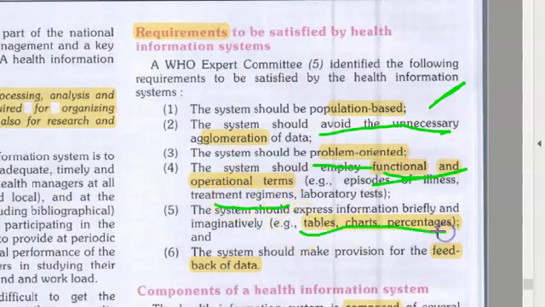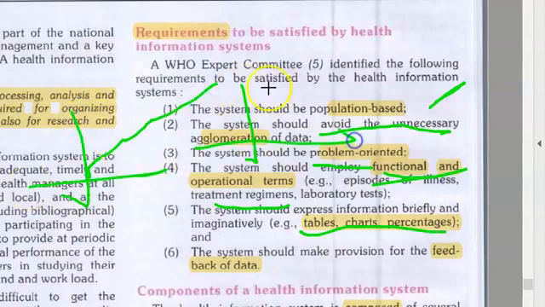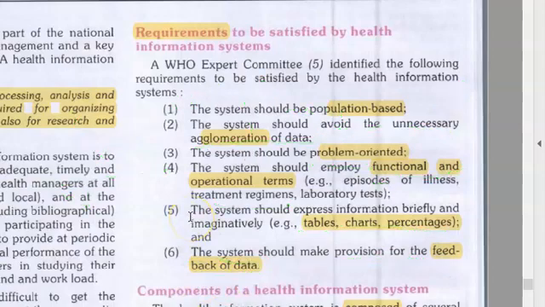You should be expressing them imaginatively. Right? Charts, tables, percentages, all those beautiful graphs and sketches that you can make, how it is going up and how it's going down, the diseases are going down, etc. The system should make provision for feedback of data. Okay, so some feedback mechanism also required, feedback of data. Okay, so this is the WHO requirement.